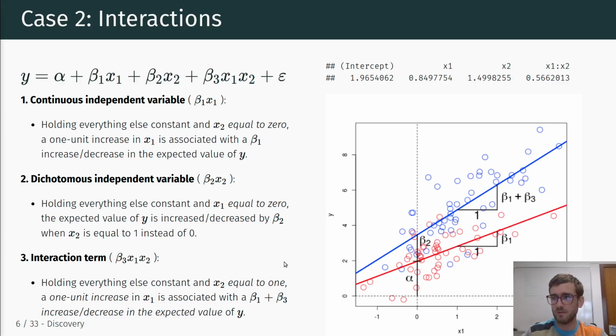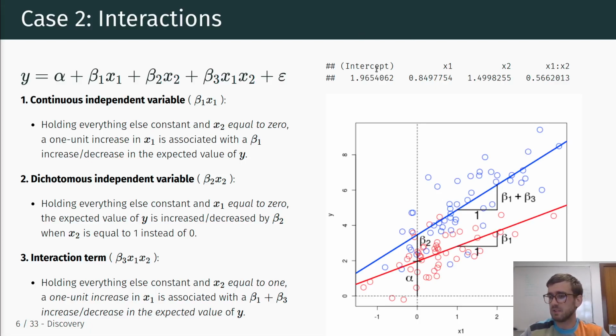And this additional parameter, beta 3, is the parameter for the interaction. So the product between x1 and x2. Okay. As soon as we have this interaction coefficient and this interaction included in our model, our interpretation of the two previous coefficients also changes slightly. And one has to be careful to take into account this interaction term when interpreting the remaining coefficients as well, right?